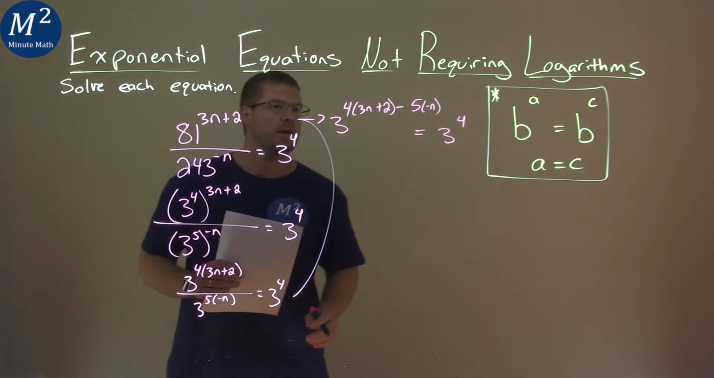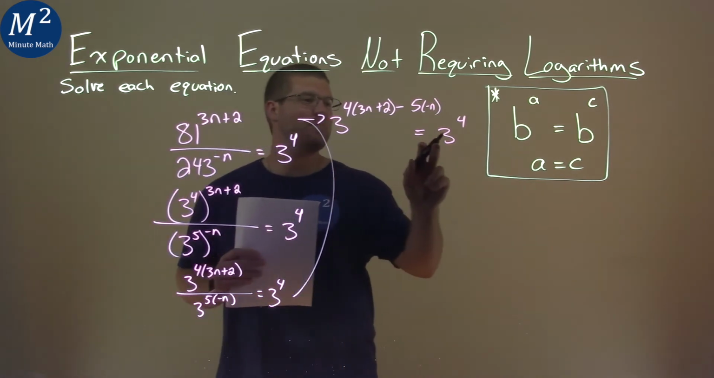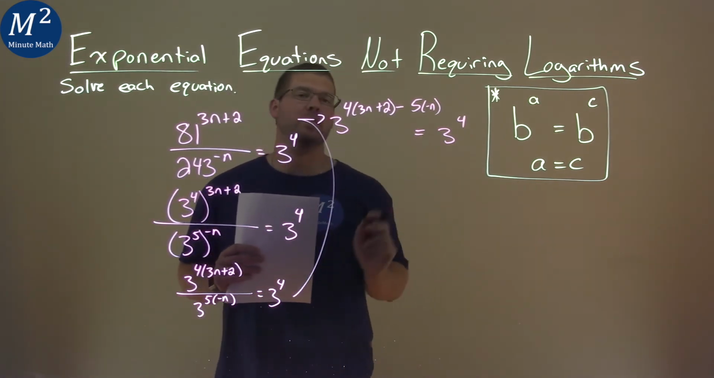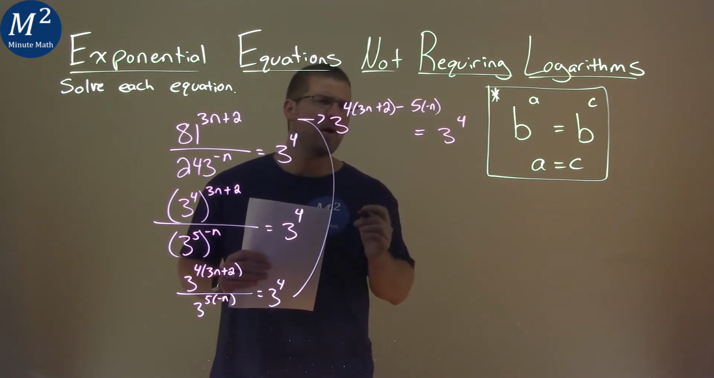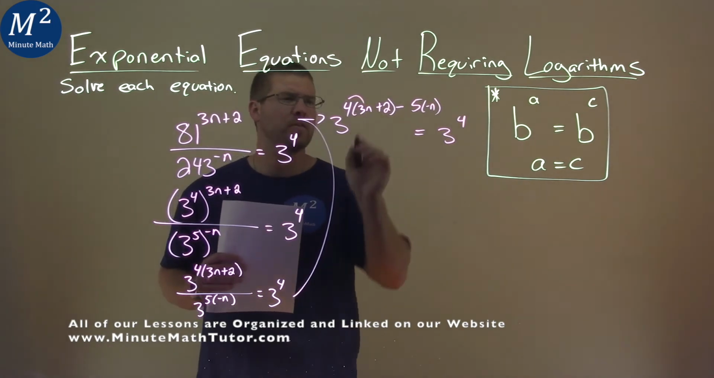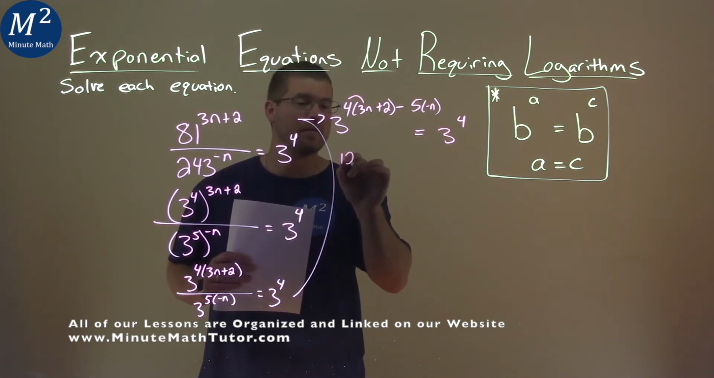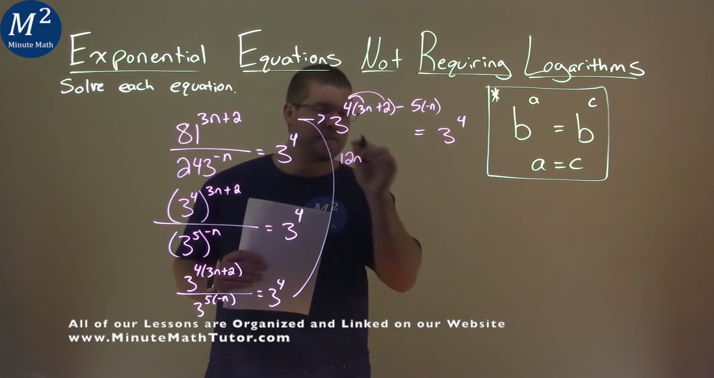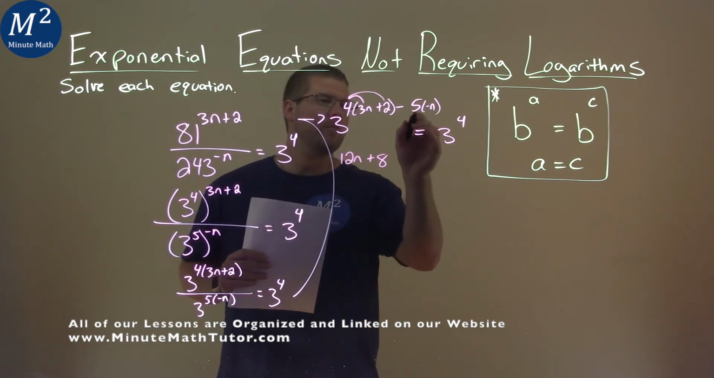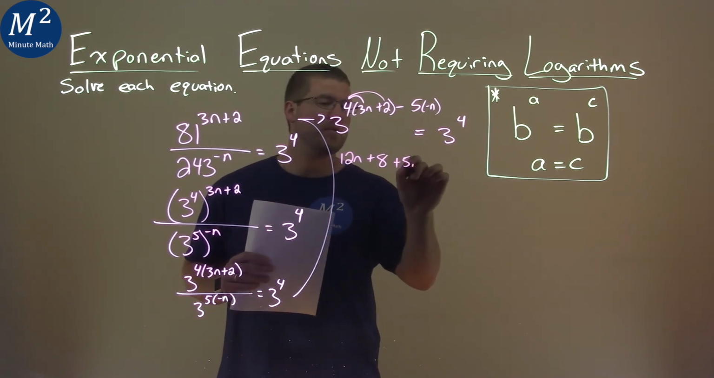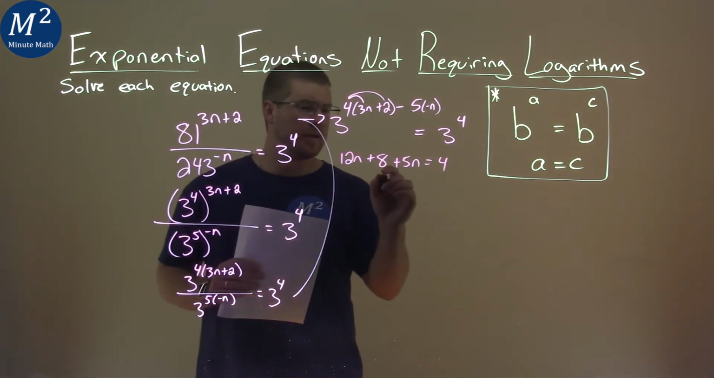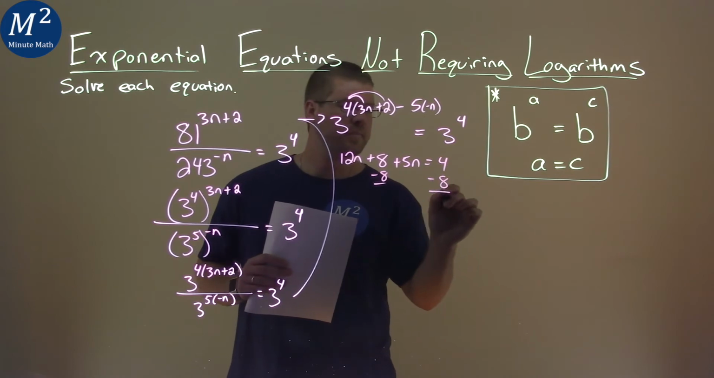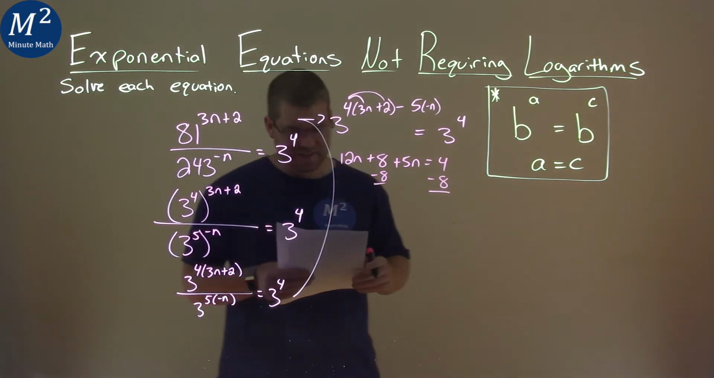Keep on going. We have the same base here. It's a big exponent up here, but we have the same base. When that happens, we can set the exponents equal to each other. And while we do that, let's simplify this a little bit. 4 times 3n is a 12n, and 4 times a 2 is an 8. And we have, well, 5 times a negative n is a negative 5n, but the double negative makes it a positive. Plus 5n, and now that's equal to just that 4 being the exponent. Combine our like terms, subtract an 8 to both sides here. And 12n plus a 5n is a 17n.